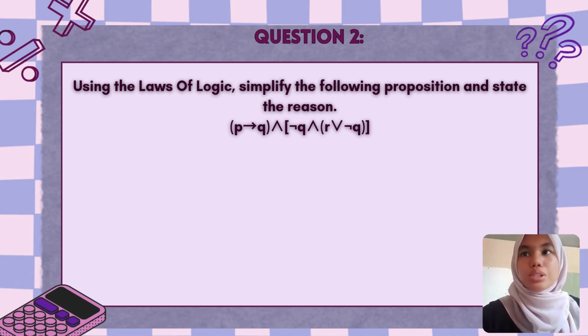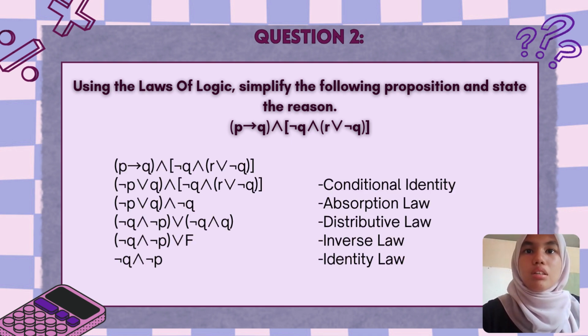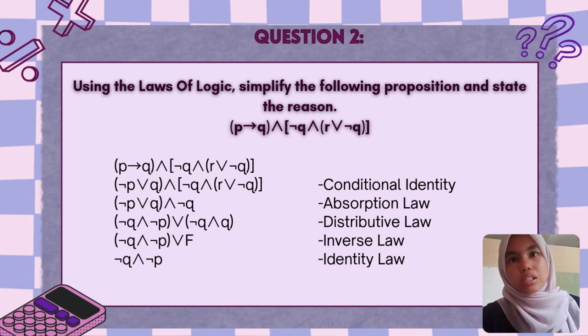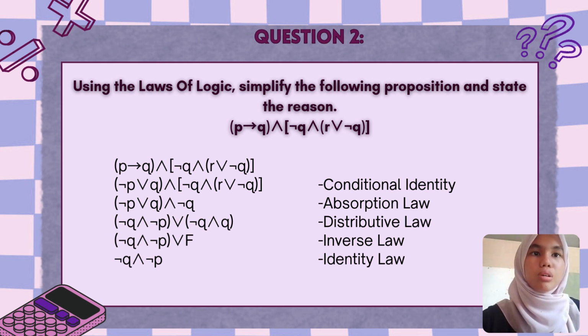So for question 2, using the laws of logic, simplify the following proposition and state the reason. So we have the statement (P implies Q) and [¬Q and (R or ¬Q)]. First, we have to copy and write the given proposition. Then we look at the statement to see what we can simplify or change. We can use conditional identity to change P implies Q to equal ¬P or Q.